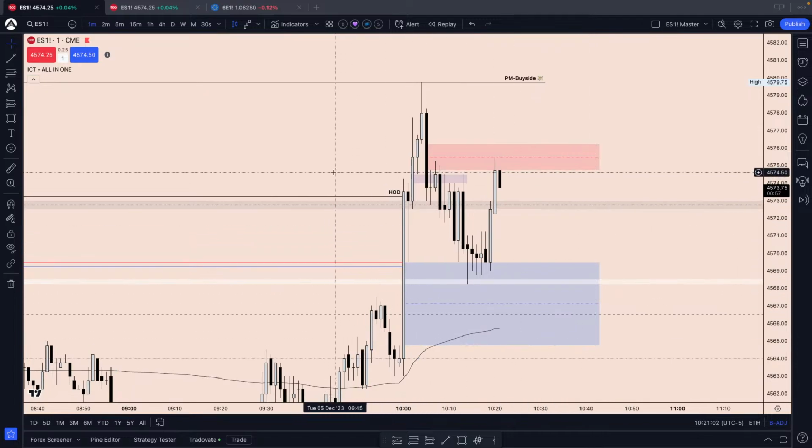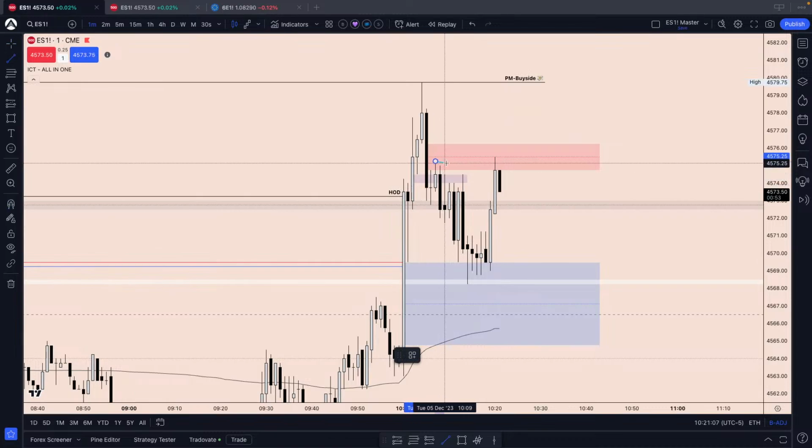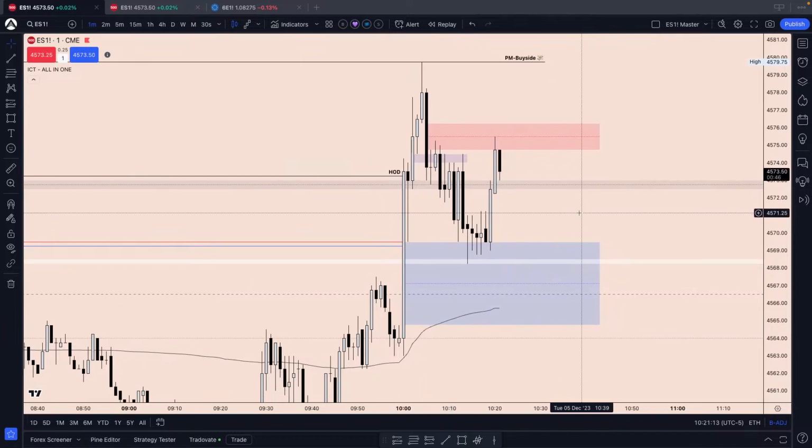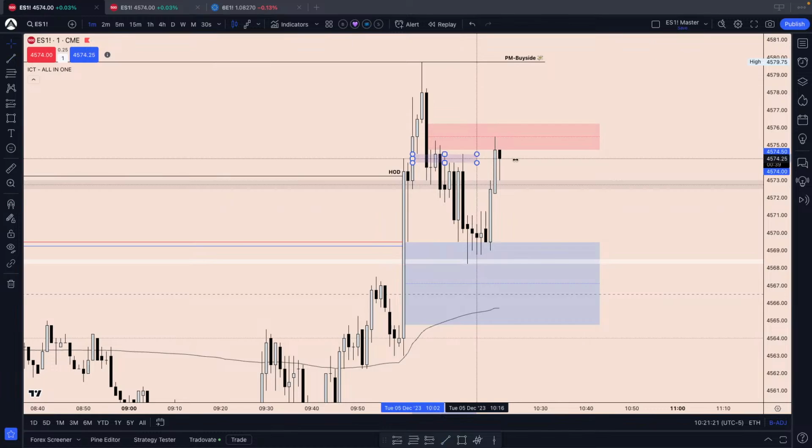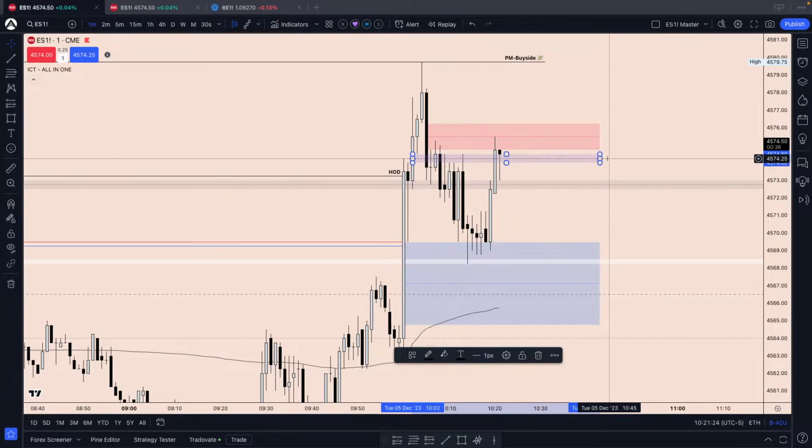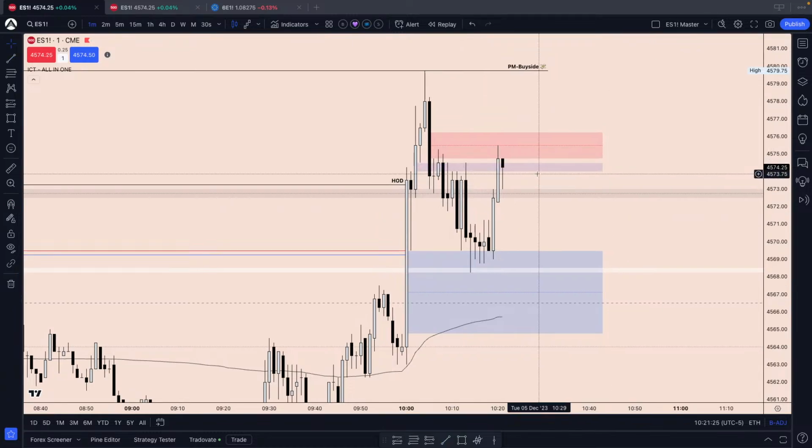Just taking it from PD array to the next PD array. Alright, so here we took out the short-term high. Hit the consequent encroachment of this bearish fair value gap. Back above the new day opening gap. Rebalance this candle. We closed. Did we close it back above? Yeah, we closed back above. So let's keep an eye on that. Not many volume imbalances so far.